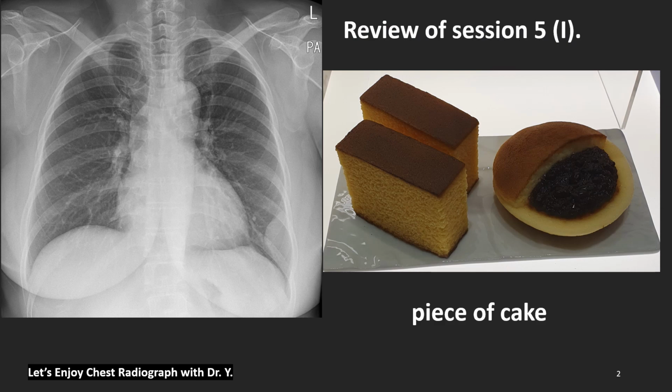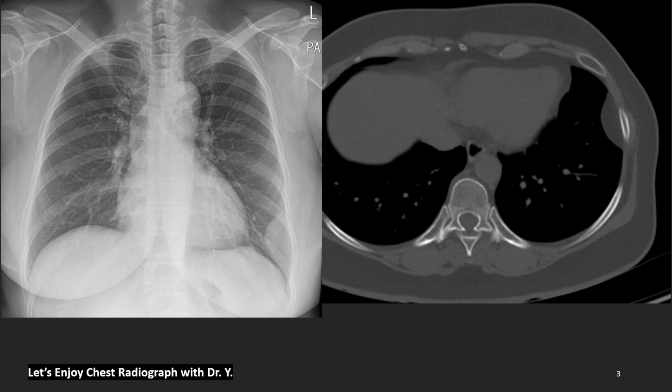Review of Session 5. First question. What is the Mach band effect of the left lower lesion? The answer is a piece of cake? Sure, it'll be a piece of cake for you. This is the axial CT for the chest radiograph of the left lower lesion, and this will show you the answer. Yes, negative Mach band. It is a pleural lipoma. And the chest radiograph also shows the extrapleural sign.